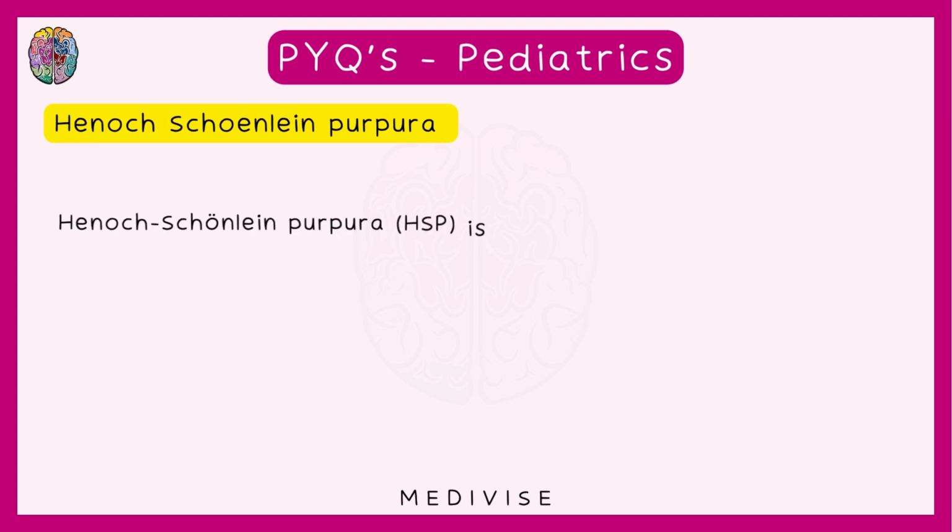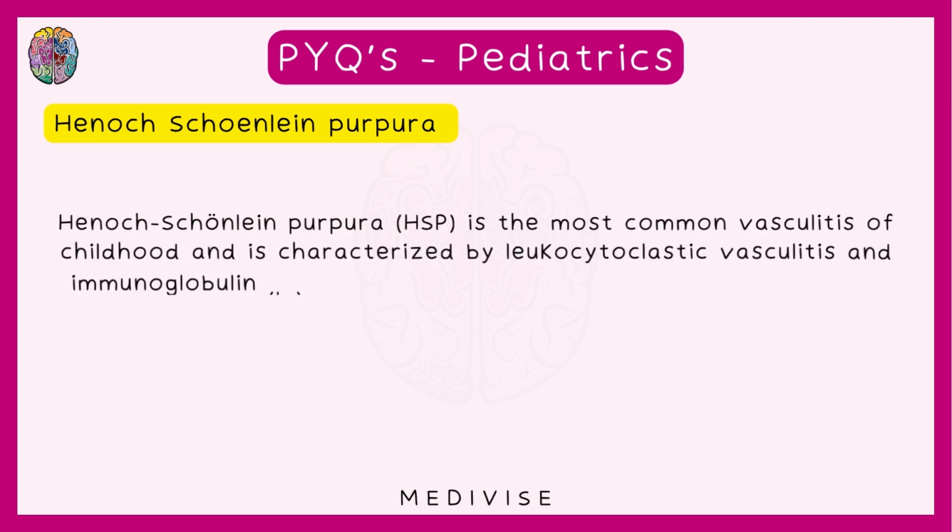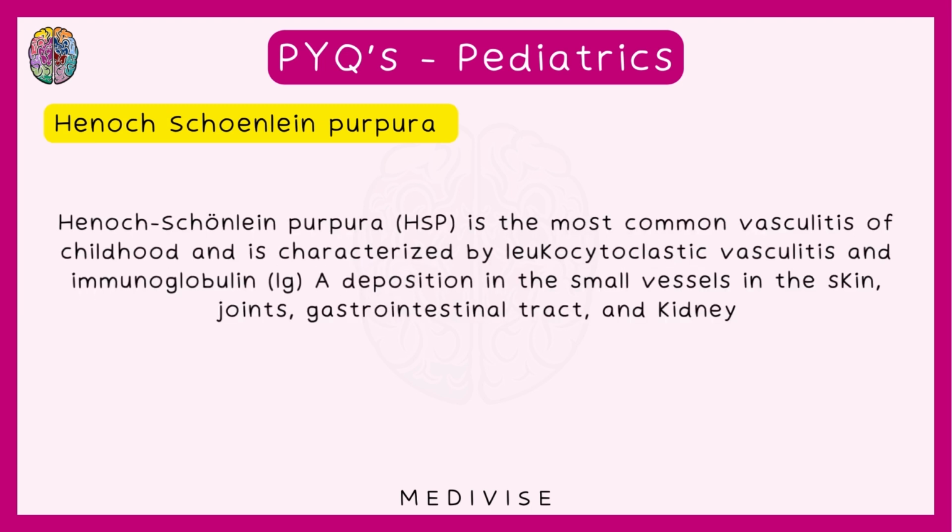So this is actually the most common vasculitis of childhood. Again, an important point that they can ask. And it is characterized by leukocytoclastic vasculitis and very importantly IgA deposition in the small vessels in the skin, joints, GIT, and kidney. So you can see that this IgA deposition is taking place in so many parts, which is why you're going to have a lot of symptoms.